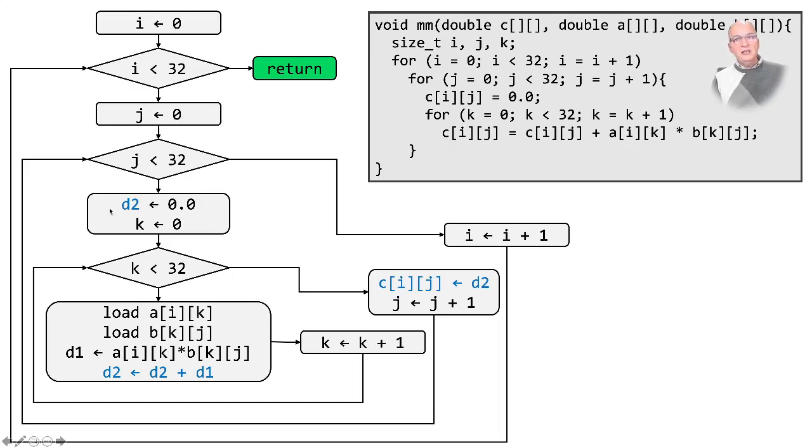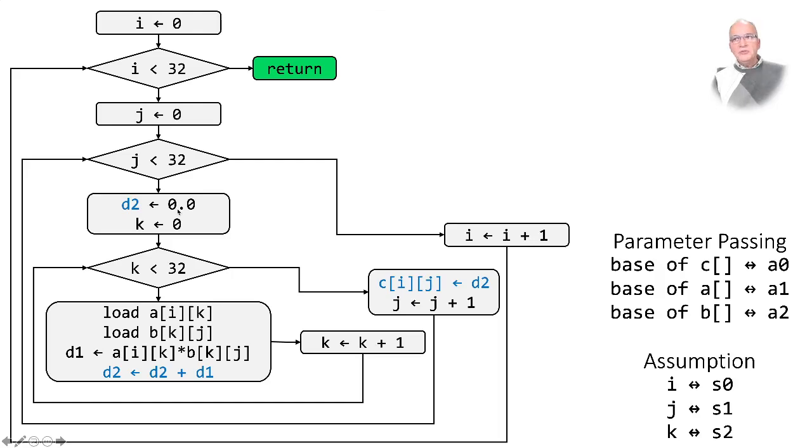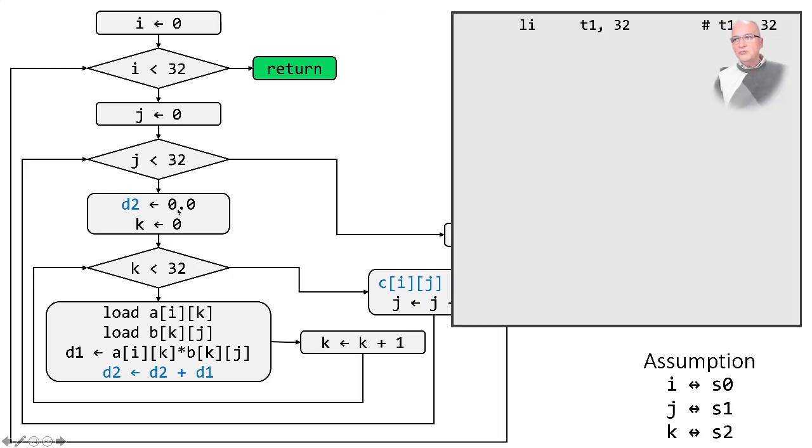So if I create a D2 here, initialize D2 to 0, I can simply keep adding the value of D1 to D2, and in the end, when I'm done with the inner loop, I can store the value of Cij just one time. So I do not need to load the value of Cij anymore, because I can use this temporary, and that will save me instructions. And again, those are my assumptions. So now I can start to generate code for this.